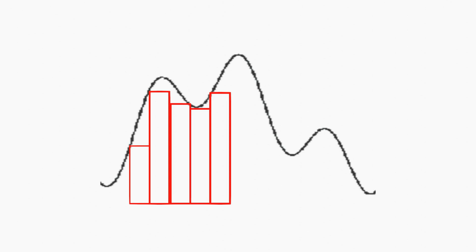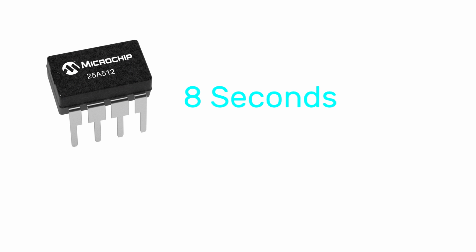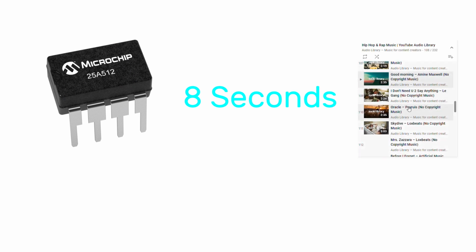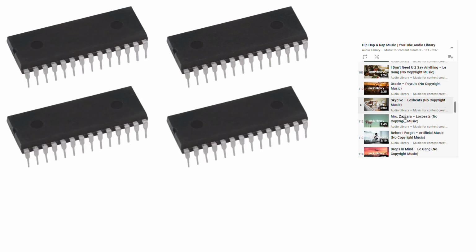8 kilobytes per second is very low. In fact, the lowest standard for quality audio is 44.1 kilobytes per second. But even at 8 kilobytes per second, the EEPROM I've picked can only store 8 seconds worth of audio. So if you're planning on storing entire songs using a high sampling rate, you'll need megabytes of ROM.